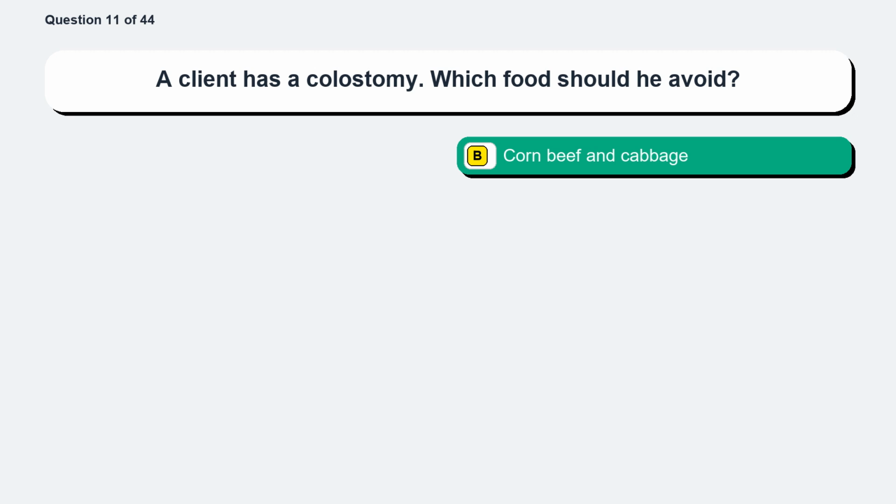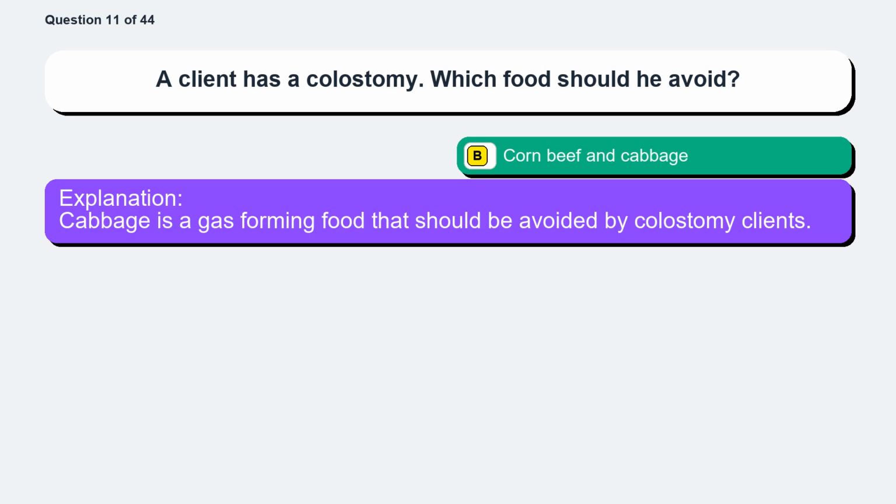The correct answer is option B, corned beef and cabbage. Cabbage is a gas-forming food that should be avoided by colostomy clients.